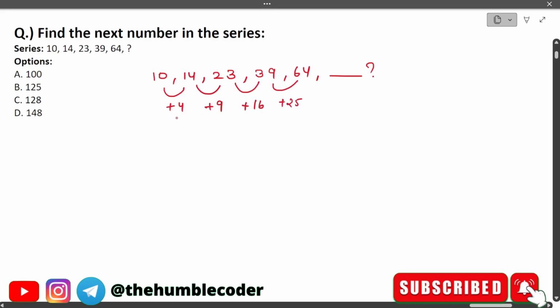Okay, so if you see, the pattern is what? 2 square initially, then it was 3 square, then it became 4 square, then 5 square. So next one should be what? 6 square, right? So when we add 36, which is the square of 6, to 64, we will get 100, right? The next value will be 100. So in this one, the correct answer will be option number A, which is 100. Hope you are getting the answers.